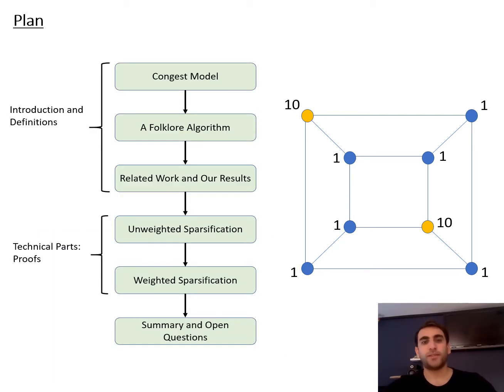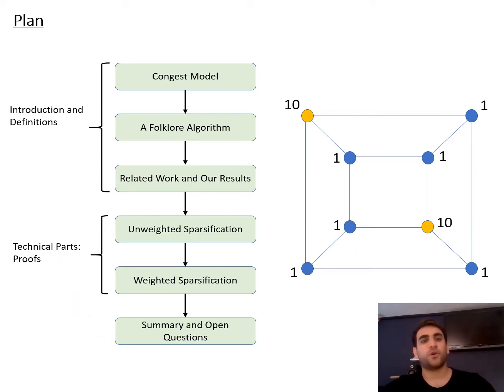Okay, so the plan for today is as follows. First, I'm going to tell you about the specific distributed model that we work with, which is the CONGEST model. Then I'm going to show you a very simple folklore ranking algorithm that already gives some nice approximation. Then I'm going to compare this algorithm to some related work and to our results. And then I'm going to show you the high-level idea of the proof of our main result, which is achieved by a technique that we call weighted sparsification. First I'm going to show it for the unweighted case as a warm-up. And finally, I'm going to conclude with a summary and some open questions.